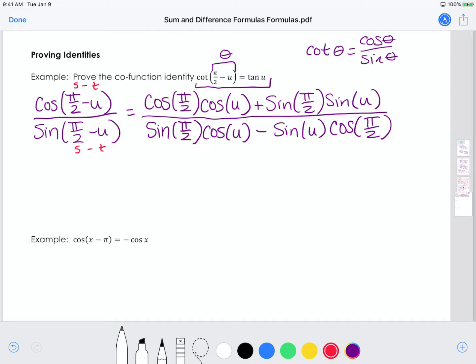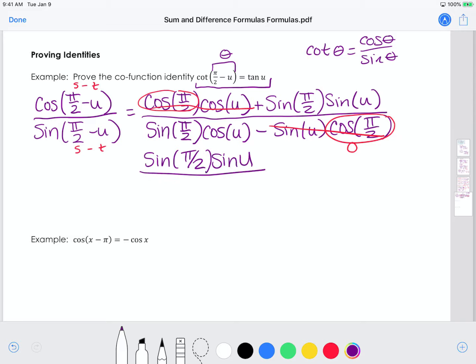Any term that has cosine of pi over 2 is going to disappear because cosine of pi over 2 is 0. So this is equal to 0 and this is equal to 0. And when I take 0 times cosine of u, I get 0. So this whole thing disappears. This is equal to 0. And when I multiply that by sine of u, this whole thing disappears. So now I'm left with sine of pi over 2 times sine of u on top. And on the bottom, I'm left with sine of pi over 2 times cosine of u.